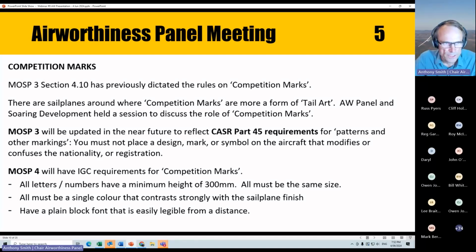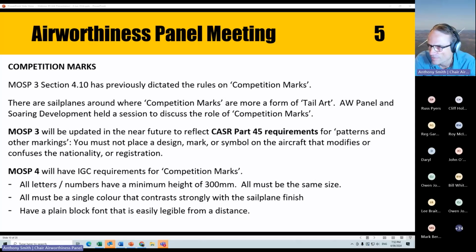So the problem we see at the moment is there are sailplanes kicking around the place where, let's say, the competition marks are more a form of tail art, I think was the best description we came up with. So we had a discussion on what competition marks were really for and how they were going to be used. The outcome was we will change Section 410 and MOSP 3 to reflect the requirements of CASR Part 45.